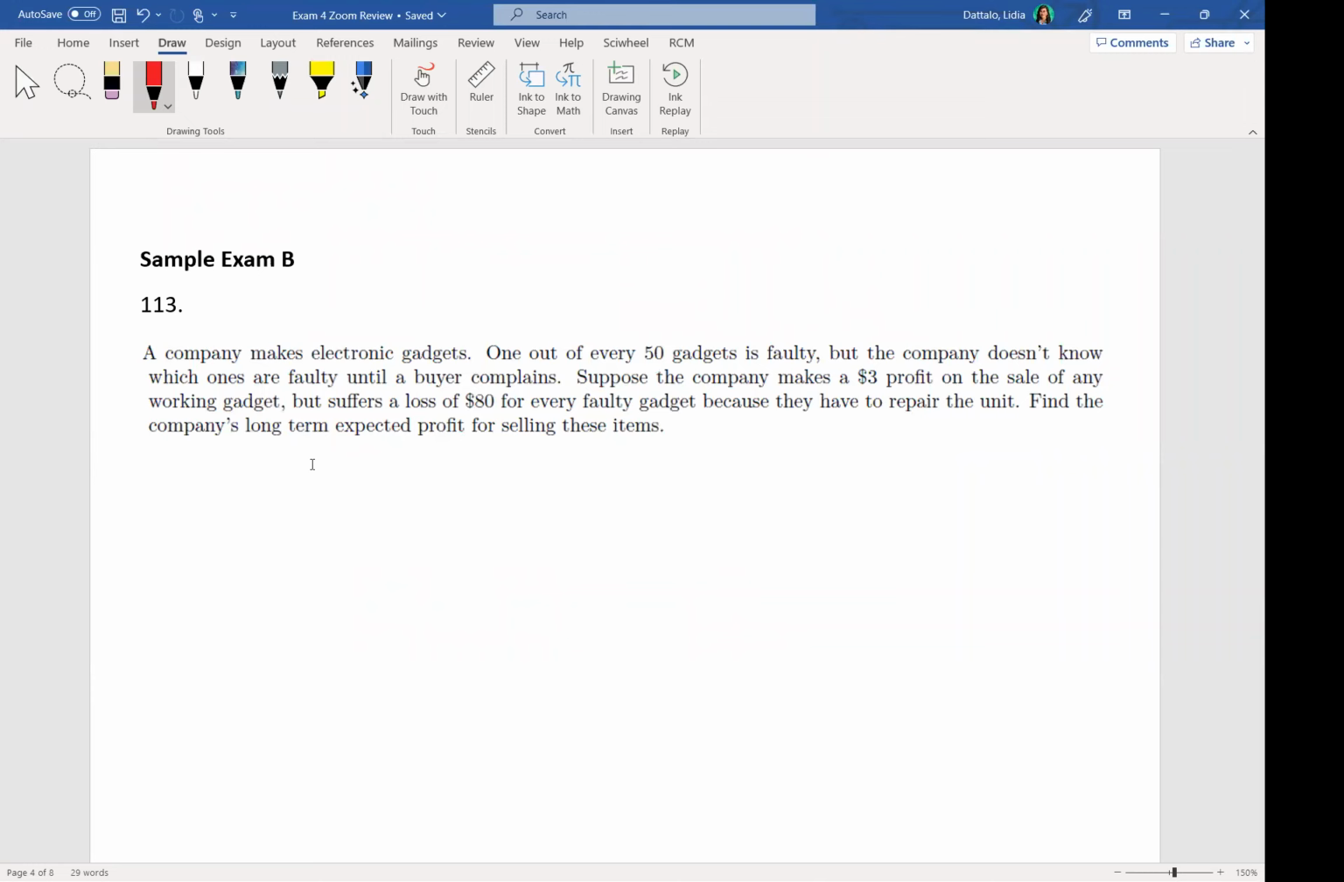And it says, a company makes electronic gadgets. One out of every 50 gadgets is faulty. So right away, I can write something like this. Maybe I can just call it bad or defective or whatever word you want to use. Let's just say F for faulty. 1 out of 50.